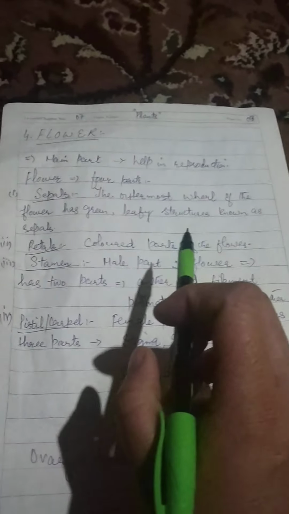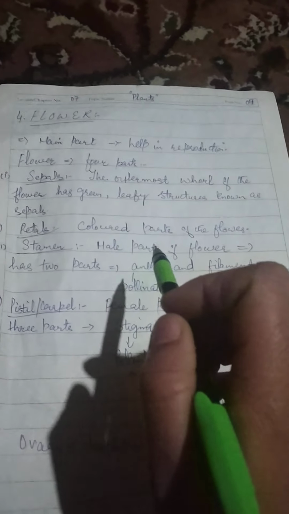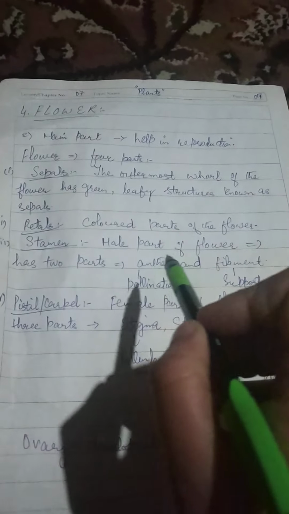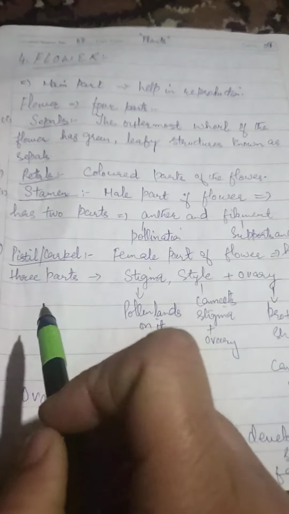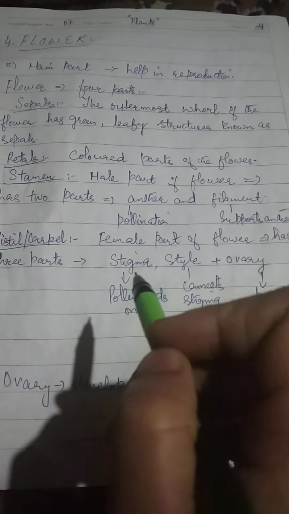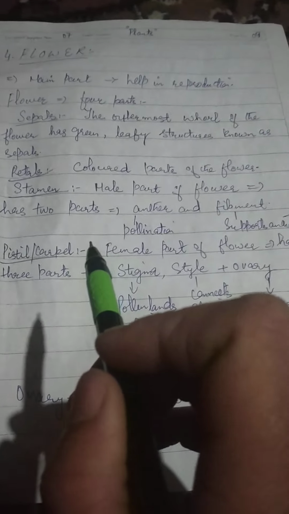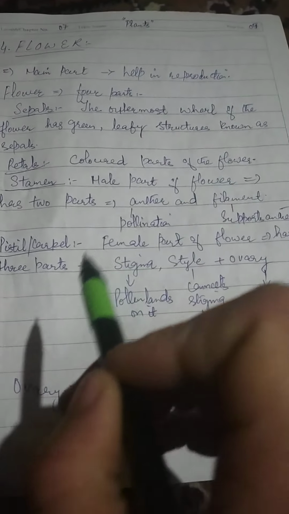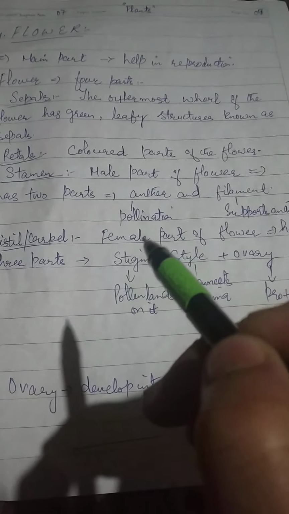Sepals are the outermost whorls of the flower. They are green leafy structures. Petals are colored parts of the flower. Stamen is the male part of the flower and pistil or carpel is the female part of flower. Furthermore, the male part, that is stamen of the plant, has two parts, anther and filament.